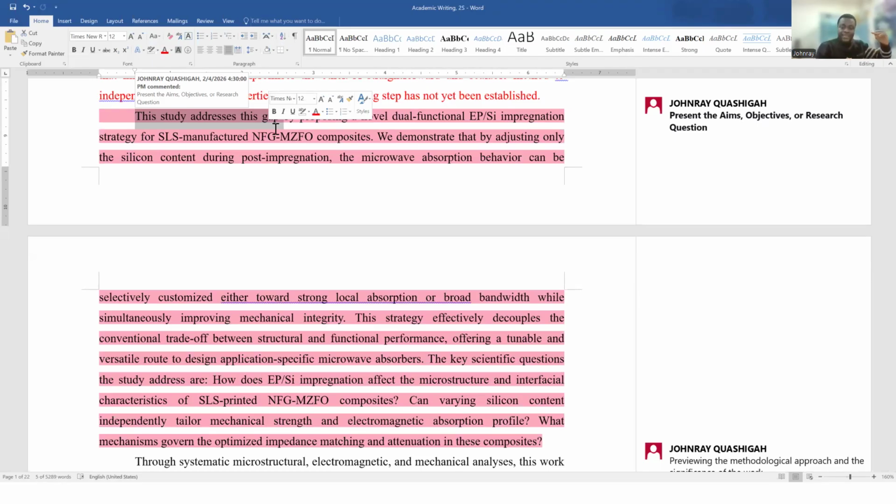So after stating the gap, you now state what you want to do, or your aim to fill in that gap. You said this study addressed this gap. Where was the gap? The gap was stated in the above paragraph. So it must follow that order, and it must be connected. Very importantly, it must be connected.